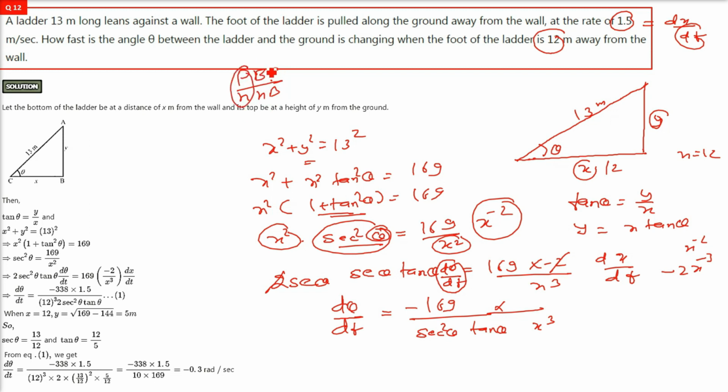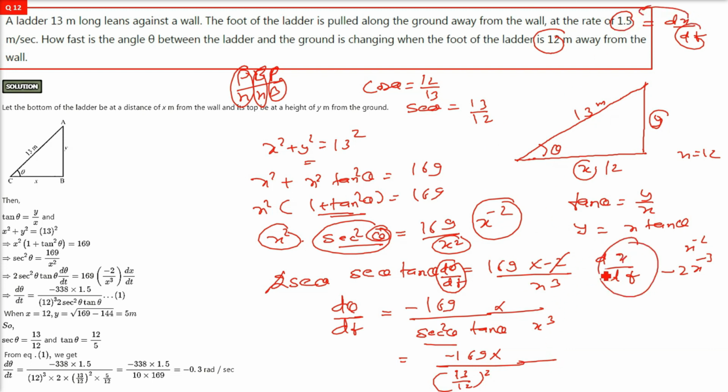Sin theta, cos theta, tan theta. So cos theta will be base upon hypotenuse. What is base here? This is 12 by 13. What is sec theta? It will be 13 by 12. So it is minus 169 divided by 13 by 12 whole square. Tan theta is perpendicular by base. You already know how to do that. And dx by dt is what? As I told you in the earlier discussion, it is 1.5.